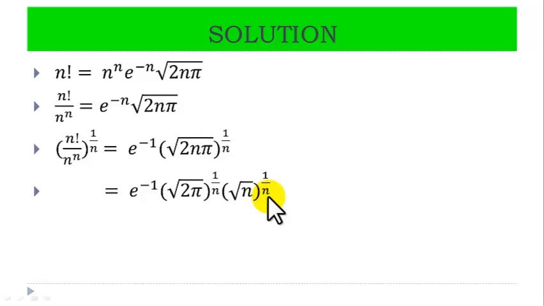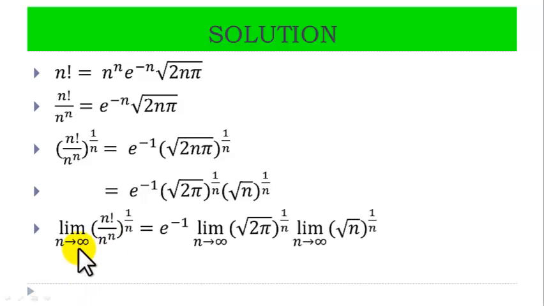Now, taking limit of both sides as n tends to infinity, we have the limit of (n factorial over n to power n) raised to power 1 over n as n tends to infinity is equal to e to power minus 1, times the limit of (root 2 pi) raised to power 1 over n as n tends to infinity, times the limit of (root n) raised to power 1 over n as n tends to infinity. We are now left to evaluate these two limits.